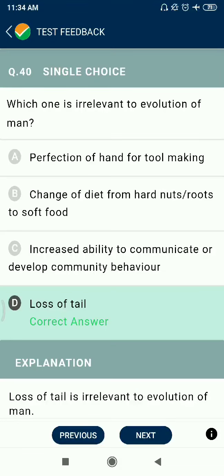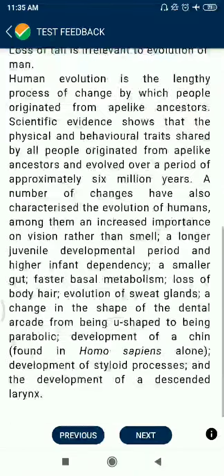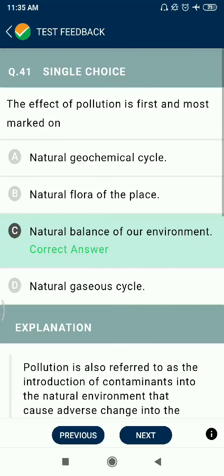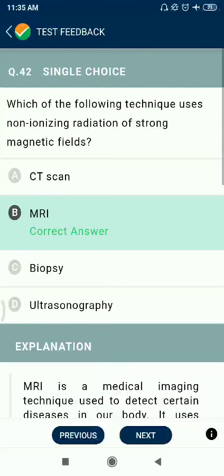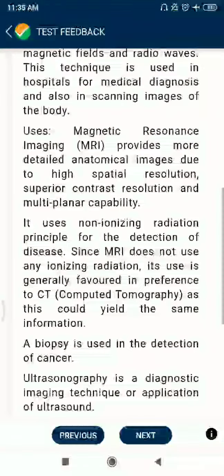Question number 40. Which one is irrelevant to evolution of man? Loss of tail. Question number 41. The effect of pollution is first and most marked on natural balance of our environment. Question number 42. Which of the following techniques uses non-ionizing radiation of a strong magnetic field? MRI.